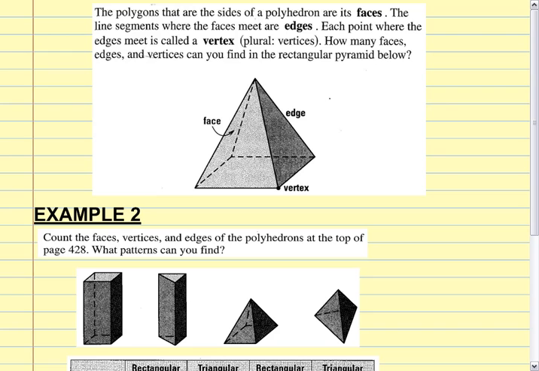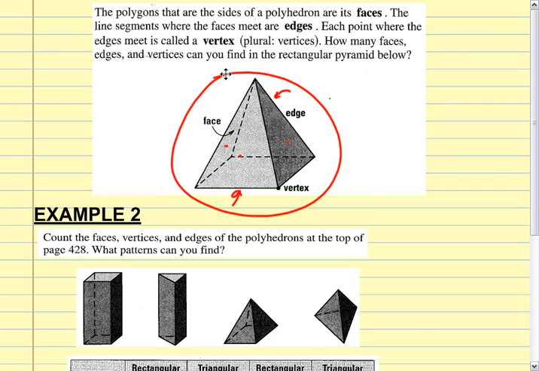The polygons that are the sides of a polyhedron are called faces, okay? How many faces does this shape have? How many faces does it have, Rowan? 5. It has 5, right? It's got the bottom, it's got the front, the right, the left side, and then back there is the back side. So it's got 5 faces, okay?